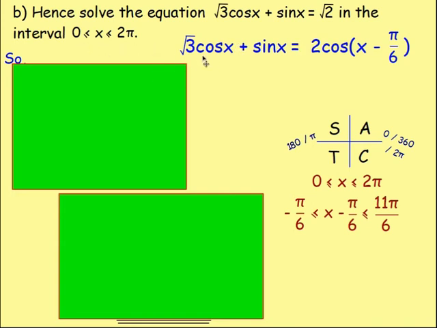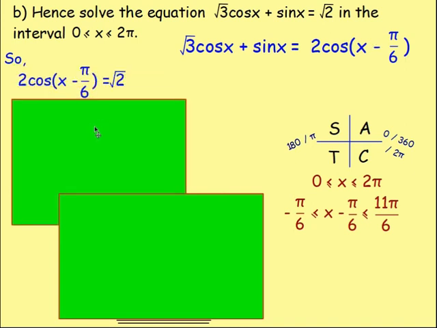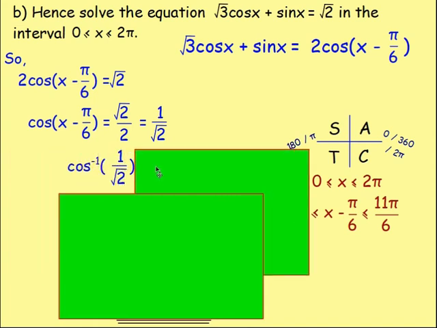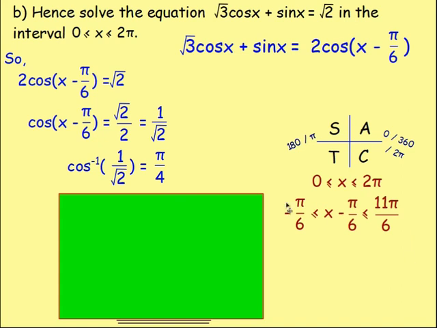We know that root 3 cos x plus sin x is equal to this right hand side. So we know then that this right hand side will be equal to root 2. From there you can divide by root 2, you can divide by 2, sorry, so you will end up with root 2 over 2, which equals 1 over root 2, dividing the top and the bottom by root 2. So that gives you this, and then from there if you work out cos to the minus 1 of 1 over root 2, what would that be? Brilliant, that gives you pi over 4, or 45 degrees.